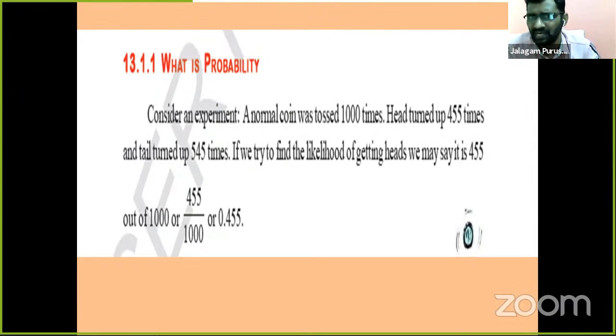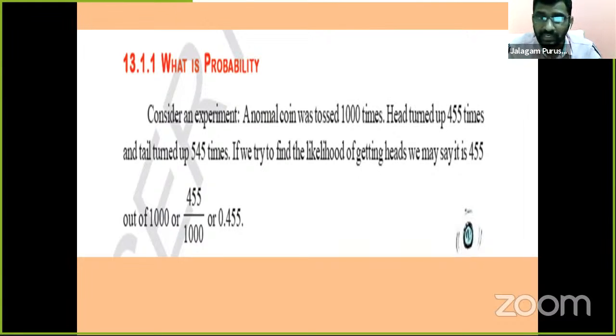Here, a normal coin, 1 rupee, 2 rupee, 5 rupee, or whatever it may be, any coin, was tossed. Head turned up 455 times. How many times? Heads 455 times. And tail turned up 545 times. Have you understood? If we try to find the likelihood of getting heads, for example, if we toss the coin, we may get head or tail. But only 2 outcomes are there. How many outcomes are there when we toss the coin? 2 outcomes. What are they? Head and tail.